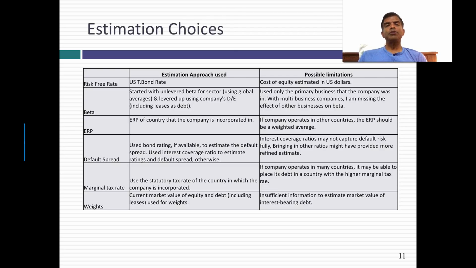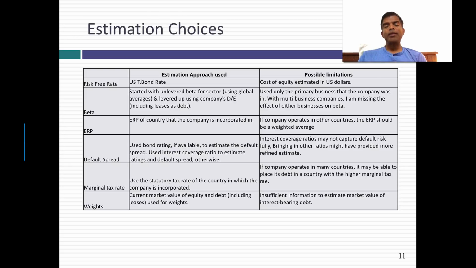I did everything in US dollars to make the cost of capital comparable. This was the least onerous of my assumptions. I used the 10-year T-bond rate as my risk-free rate, 2.41%. Second, I looked at equity beta. To get a beta for a company, I looked at the primary sector that company was listed in and used the unlevered beta for companies in that sector, estimated globally, and then adjusted that unlevered beta for the debt to equity ratio of the company. And I did include leases as debt when I did this. So it's interest bearing debt and leases.